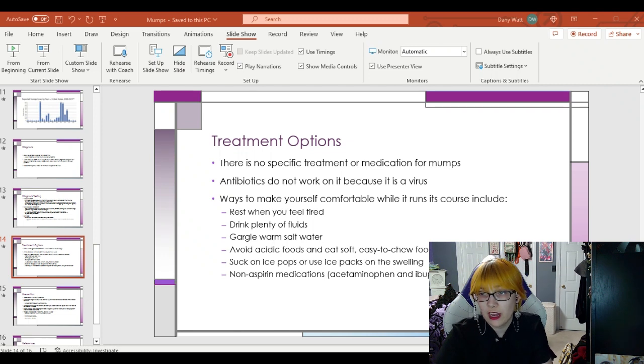Gargling with warm salt water can help your inflammation go down. Eating ice pops or using ice packs can help with the swelling. You don't want to eat or drink anything that's acidic or crunchy or difficult to chew because you're going to have that tenderness. And aspirin can actually react with the virus and make it worse. So you want to use a non-aspirin medication like acetaminophen or ibuprofen to control pain and reduce fever.